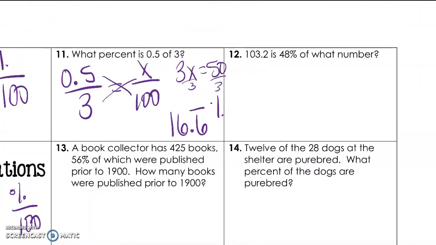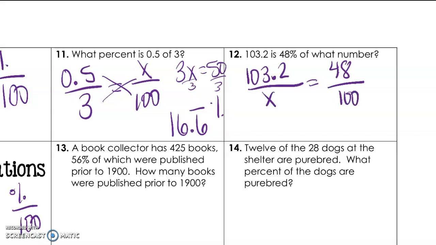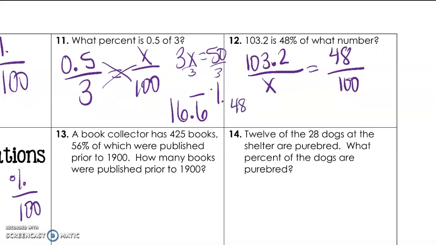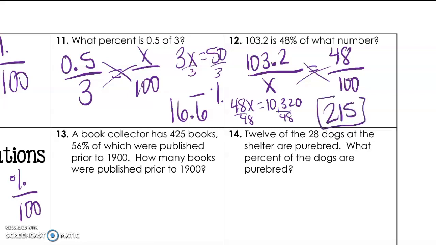Number 12, 103.2 is, so we know that one's is, 48% of what number? So since I know I have a percent, I can put that over 100, and then the of is what I'm trying to figure out. So when I solve that, 48x, cross multiply, is equal to 10,320. Divide by 48, and we get 215. So is over of equals percent over 100.